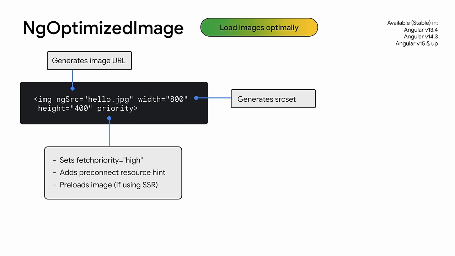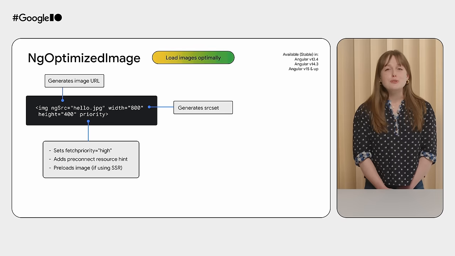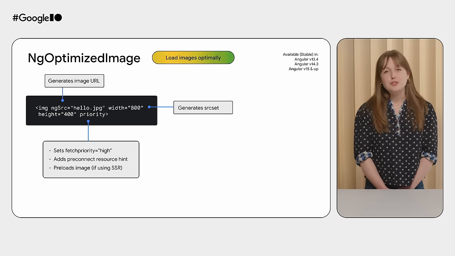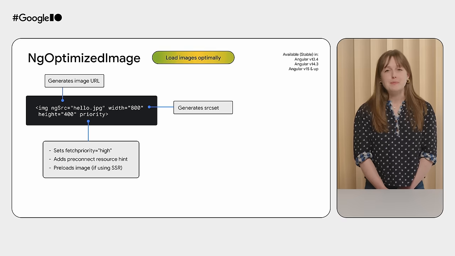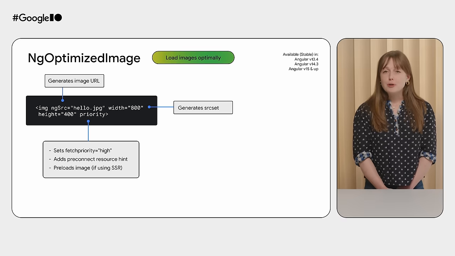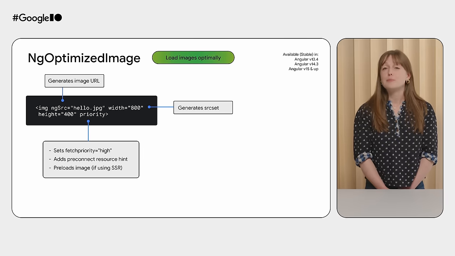NgOptimizedImage, or the Angular image directive, was a collaboration between the Aurora team and the Angular team that seeks to automate the adoption of image loading best practices. When you use the image directive, you can mark images as priority. Doing so will ensure that these images are loaded with a high fetch priority. In addition, when appropriate, the image directive will also add preconnect and/or preload resource hints for these images.